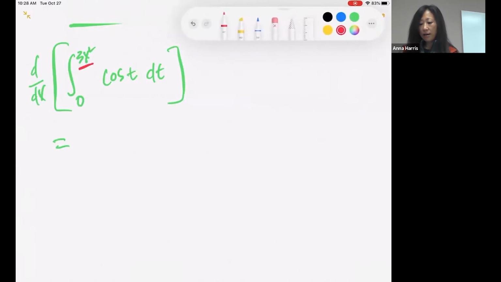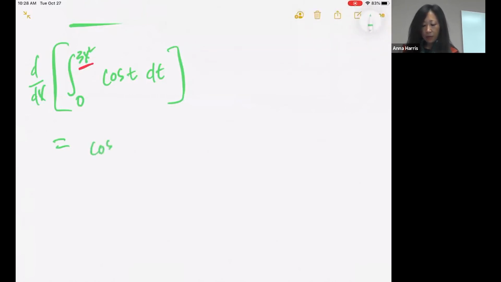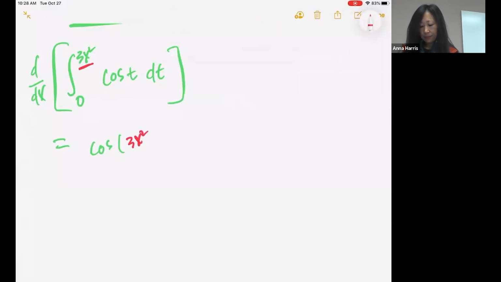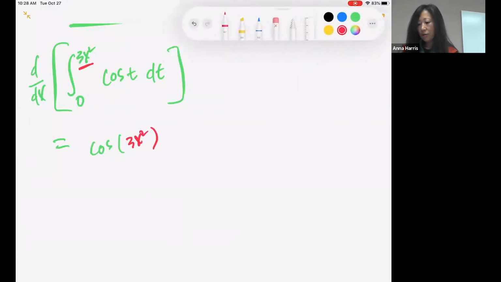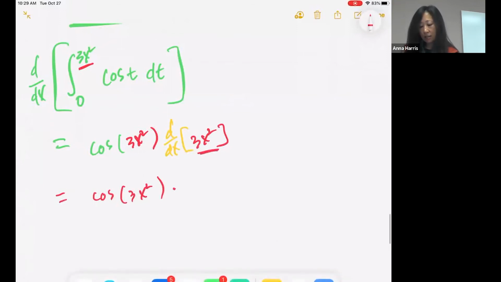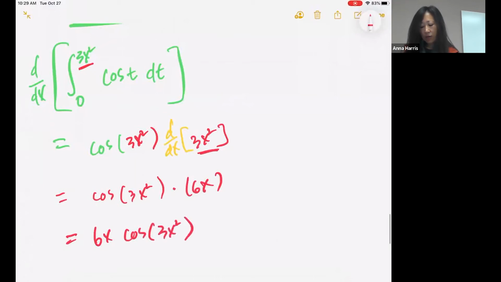All right, so I'm going to have cosine, but I'm going to use my upper bound. Okay, and then what do you need to do? I'm going to take the derivative of the upper bound. Okay, so my answer is now cosine 3x squared times the derivative of the upper bound. The derivative of that is just 6x. So my answer is just 6x cosine 3x squared. So I'm done.